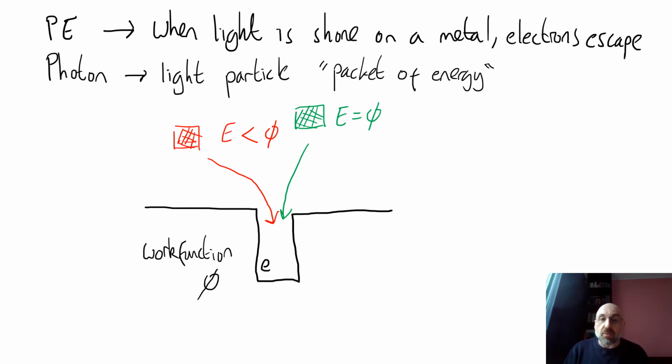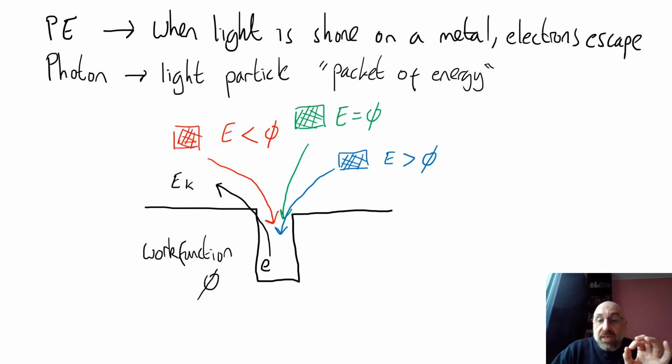Right, so what about then if we have another packet of energy, another photon, another particle of light? All right, but this time the energy is bigger than the work function. Well, in this case, look, the energy will go in here. It's more than the work function, which means our electron can not just escape, but once it escapes, it will have some extra energy. It will have some kinetic energy as well. Can you see what I'm getting at here?